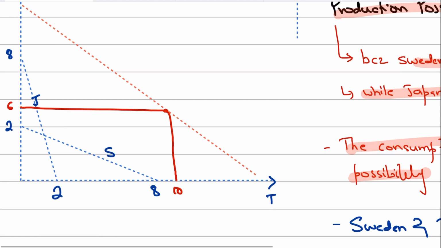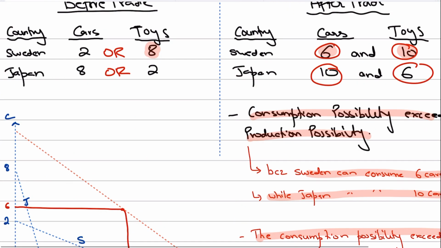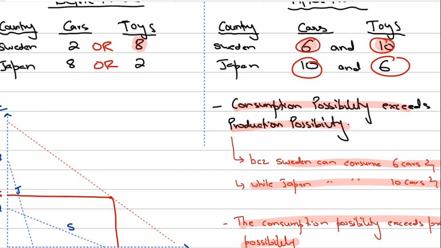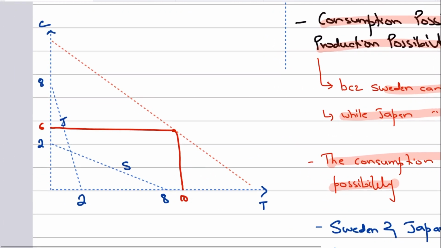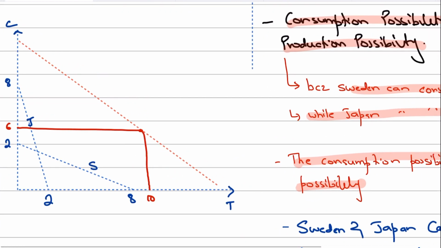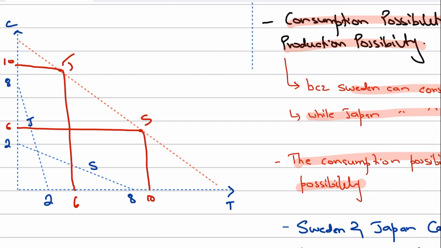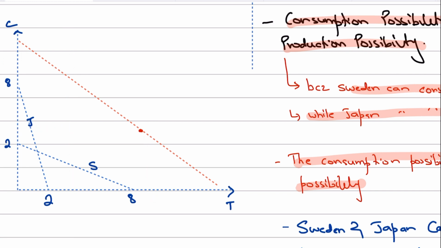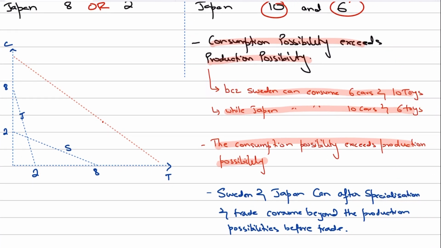While for Japan, it's 10 cars and 6 toys. So for Japan, it would be, let's say, 10 cars and 6 toys. So you can see how the consumption possibility has exceeded, guys, the production possibility. Both these nations are actually consuming beyond what they were initially producing, right? And this is actually good for both the countries. It's good for the world as well.